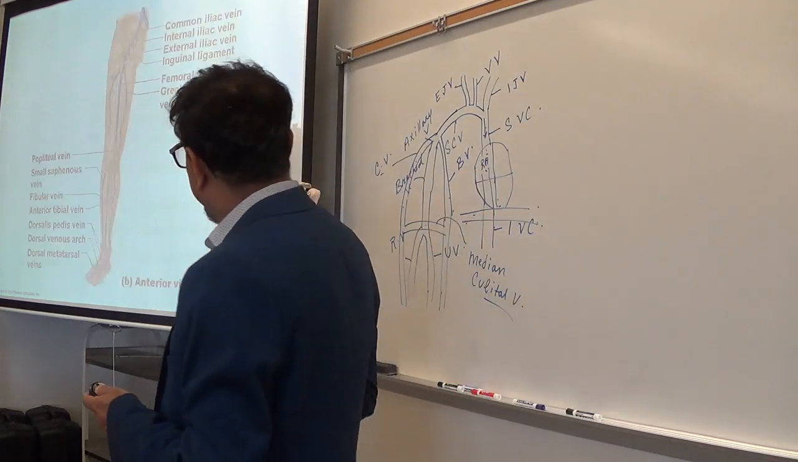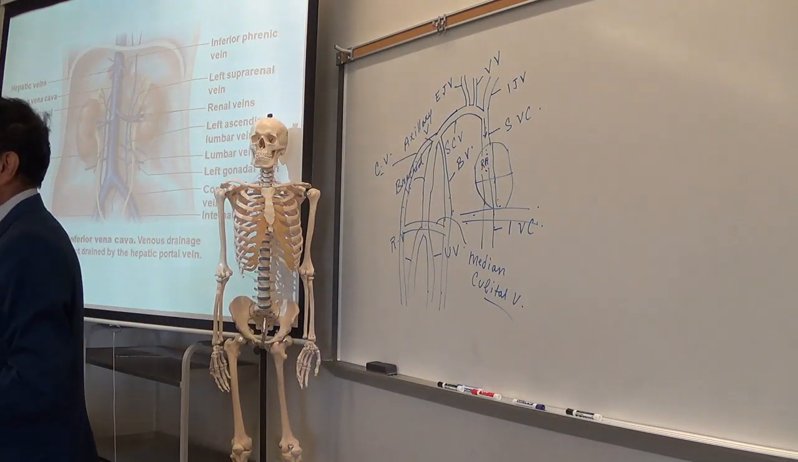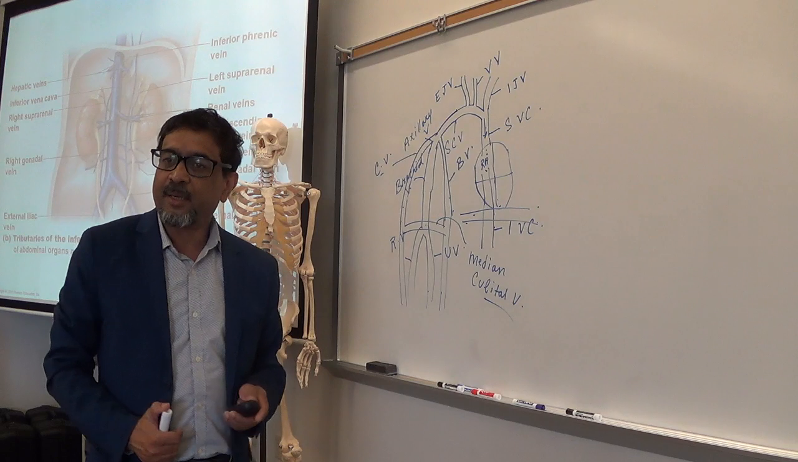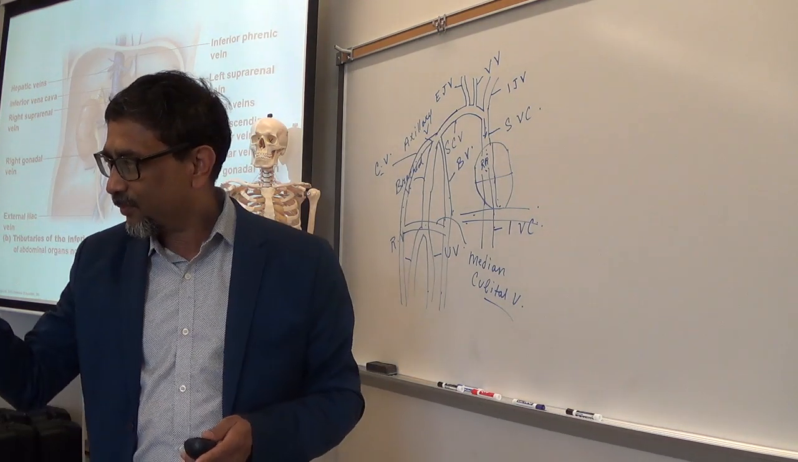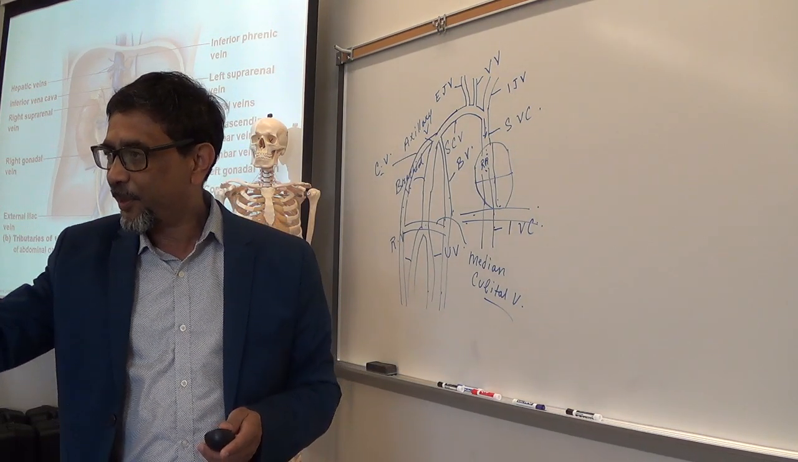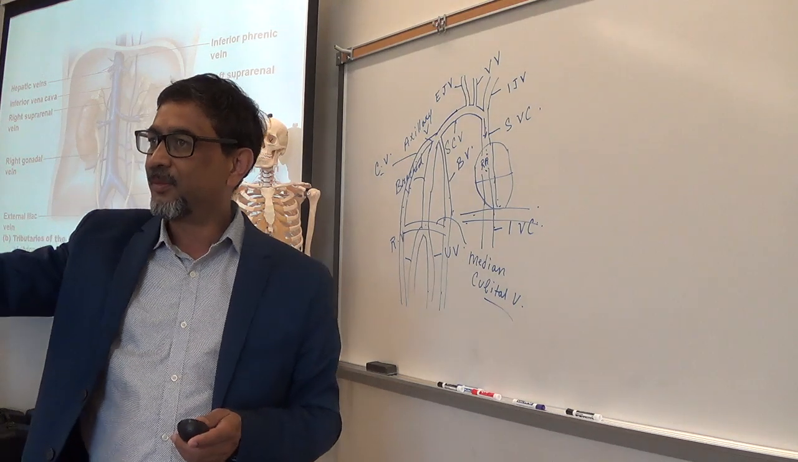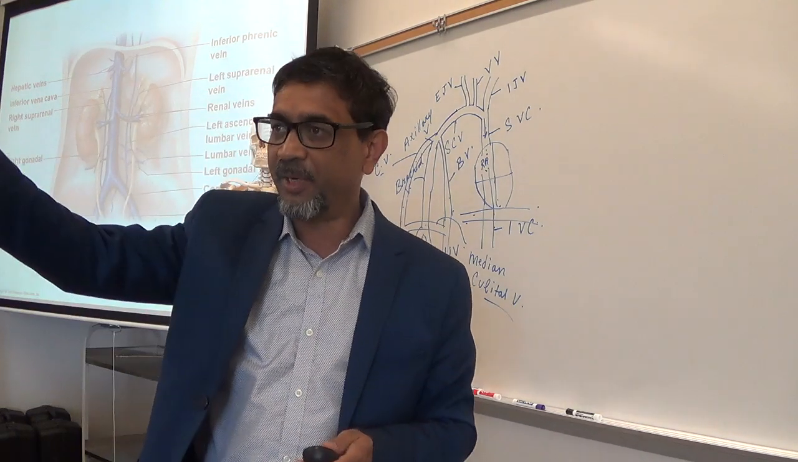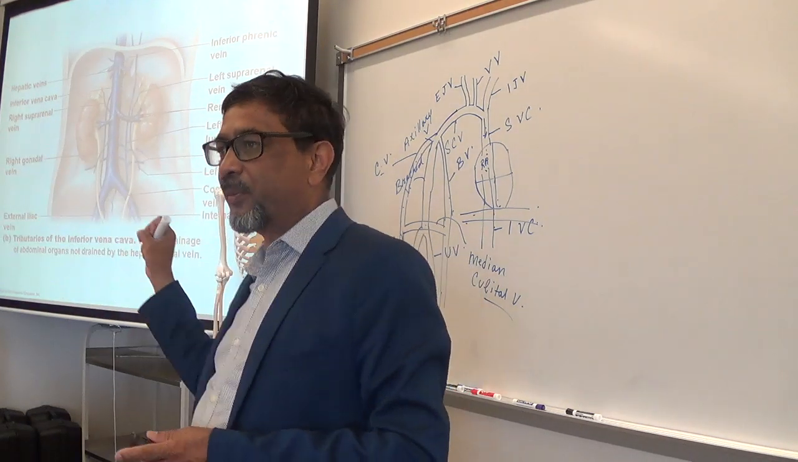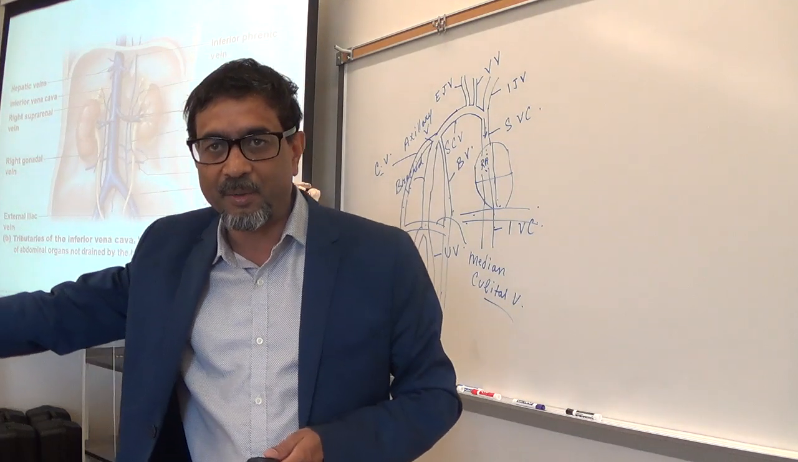So first, let's quickly go over again. Here you see some veins, right? Hepatic vein from the liver, right? It brings deoxygenated blood from the liver and gives it to the inferior vena cava.